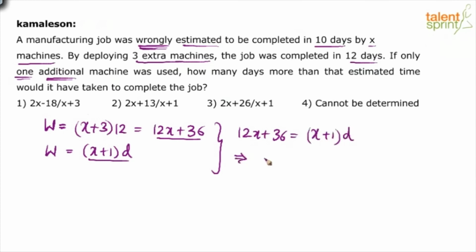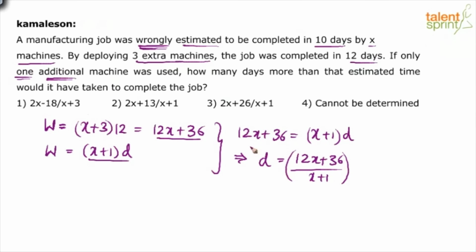Or we can say the number of days required when only one machine is being used will be 12x plus 36 divided by X plus 1. Remember, this is number of days. What we have calculated here is number of days, right? Total number of days. All right.